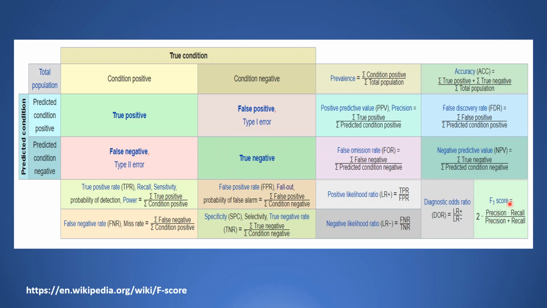Then we have the F1 score, which is 2 into precision into recall divided by precision plus recall. Then you also have accuracy, which is true positives plus true negatives divided by the total population.